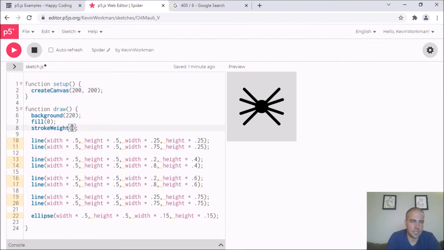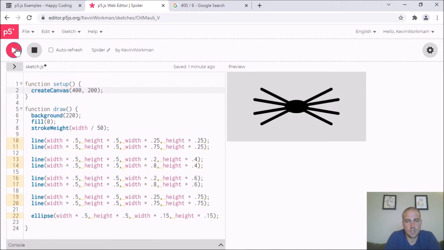But you could also use this trick of using width divided by 50, which seems to be reasonable. So I actually think I'm going to stick with it. There are a few other things we could think about. I'm kind of assuming my canvas will be square here. So what if it's not? What if it's 400 by 200?